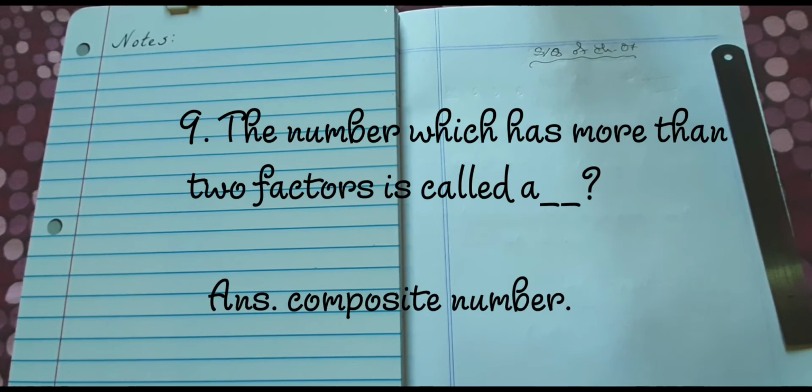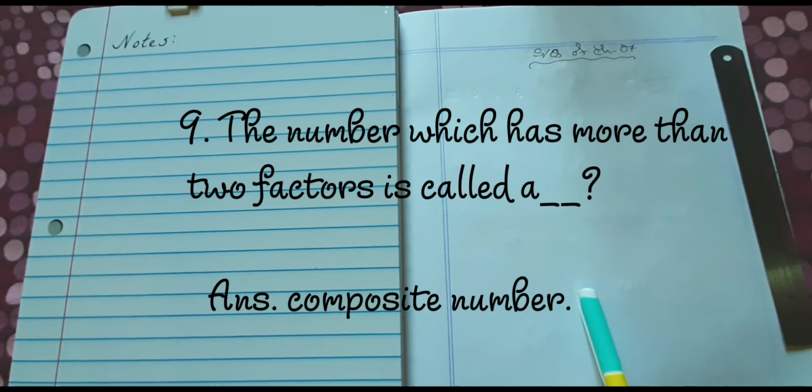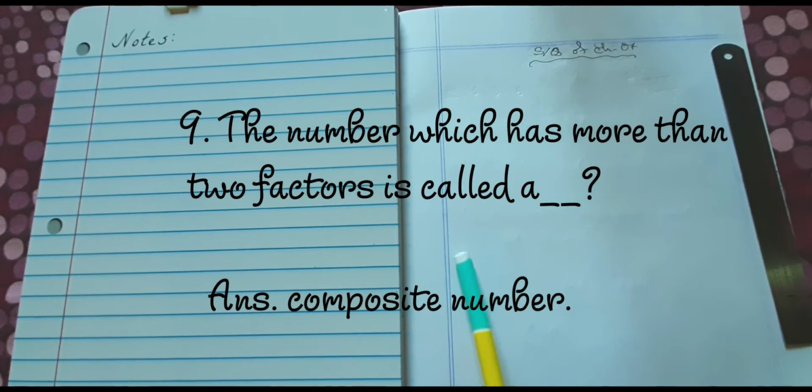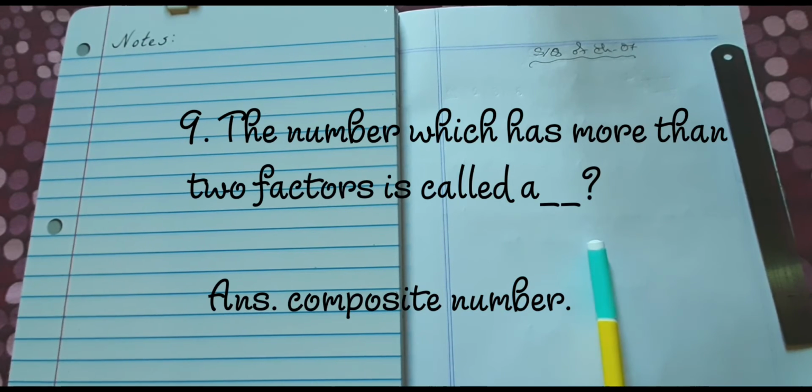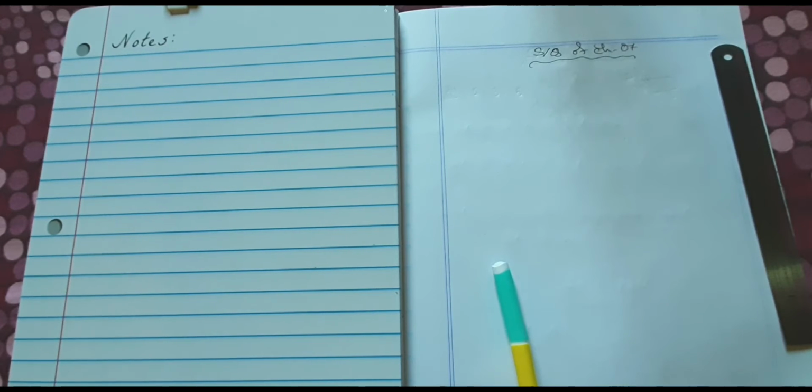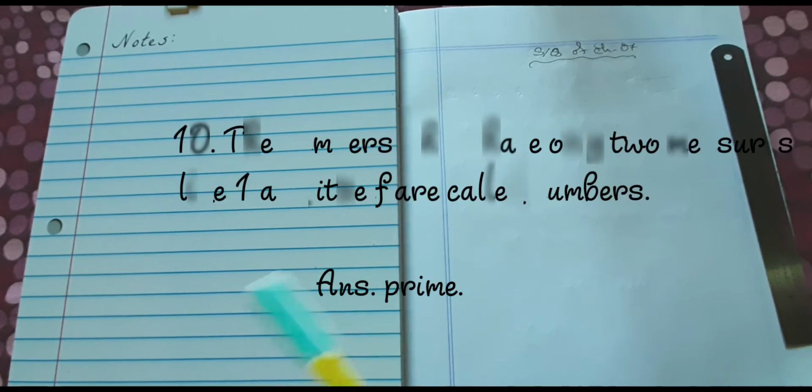The next question is, the number which has more than 2 factors is called what? It is called a composite number. The number which is having 2 factors, one and itself, is actually a prime number, but the number which is having more than 2 factors is called a composite number. Already you know that, isn't it, from the book I have taught you earlier.